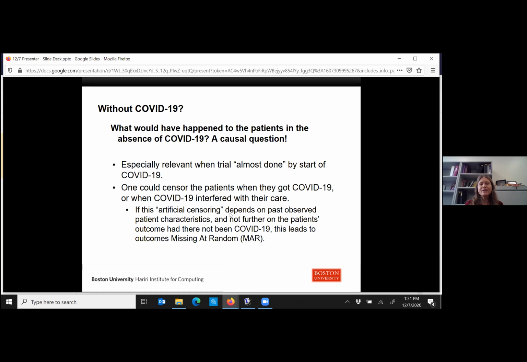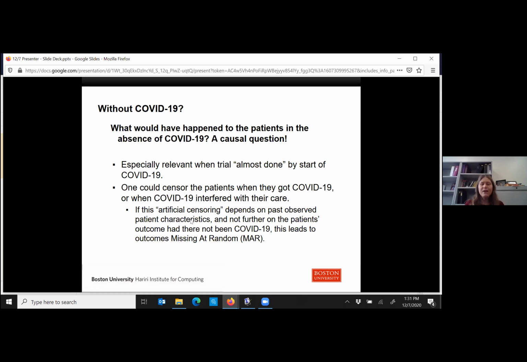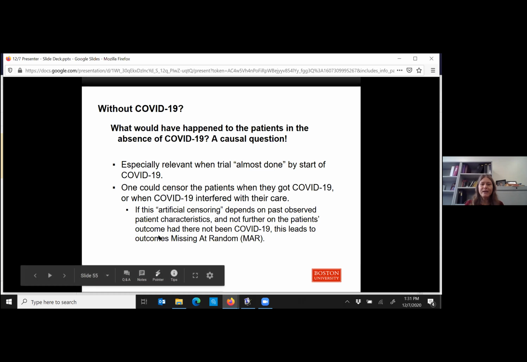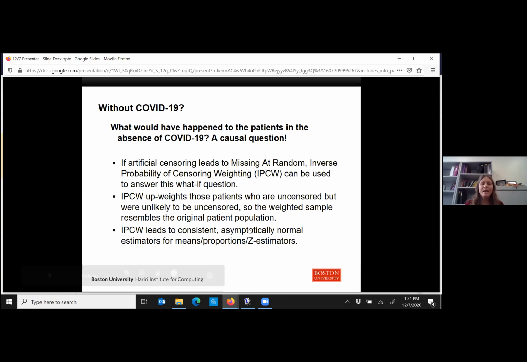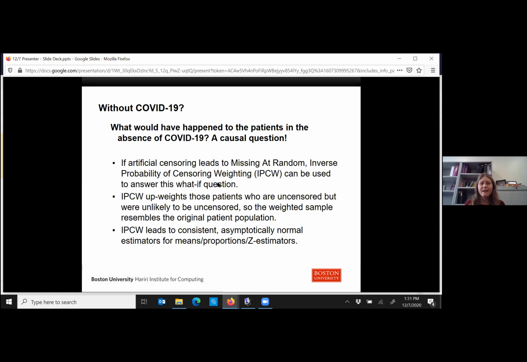And this artificial censoring may depend on past observed patient characteristics. If it depends on past observed patient characteristics and not further on the patient's outcome had there not been COVID-19, this leads to what is called outcomes missing at random. And there are ready-made solutions for that in the causal inference literature. If artificial censoring leads to missing at random, so it depends only on observed patient characteristics, then inverse probability of censoring weighting can be used to answer this what-if question.